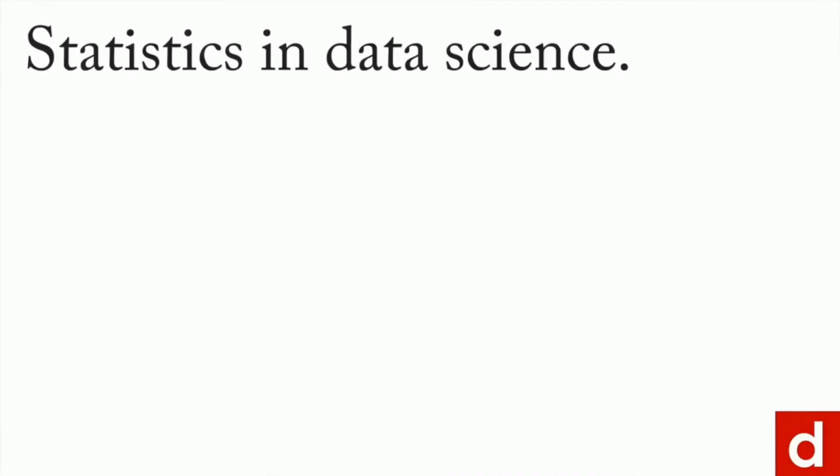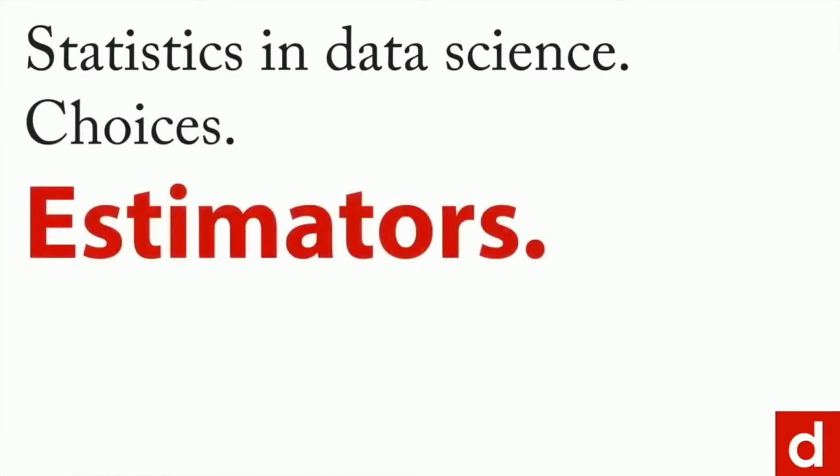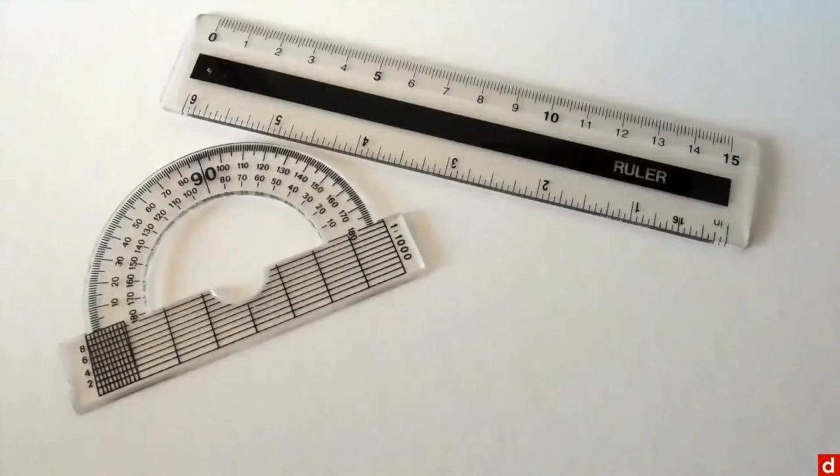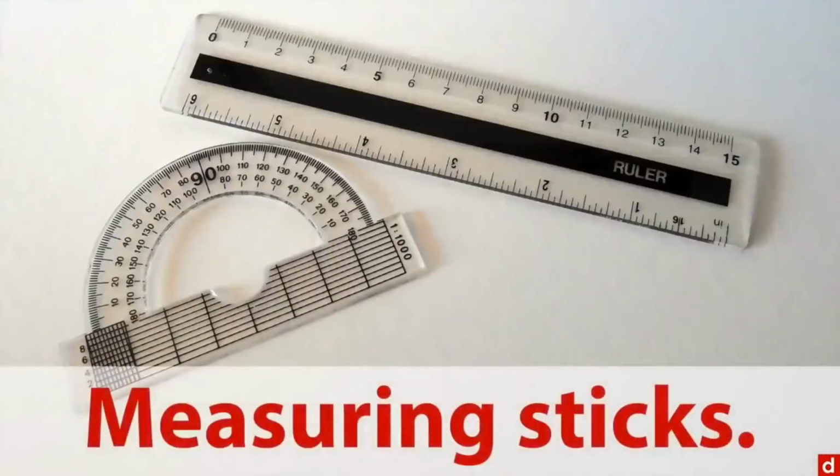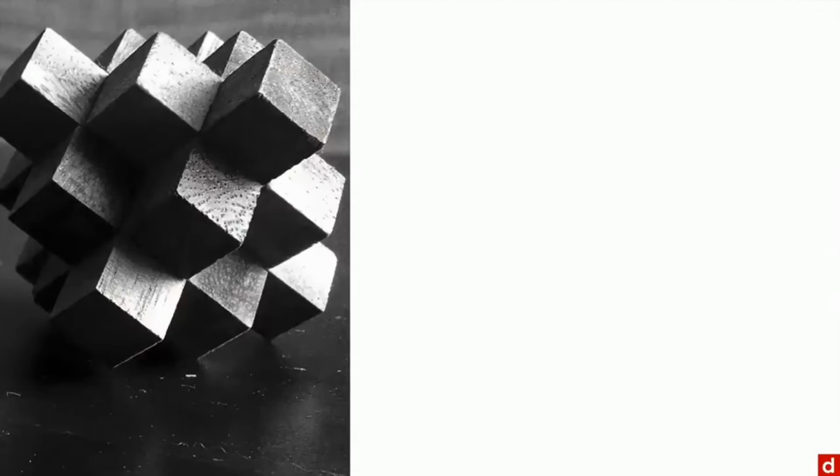As we continue our discussion of statistics and data science, we need to talk about some of the choices that you have to make, some of the trade-offs, and some of the effects that these things have. We'll begin by talking about estimators, and that is different methods for estimating parameters. I like to think of this as what kind of measuring stick or standard are you going to be using?